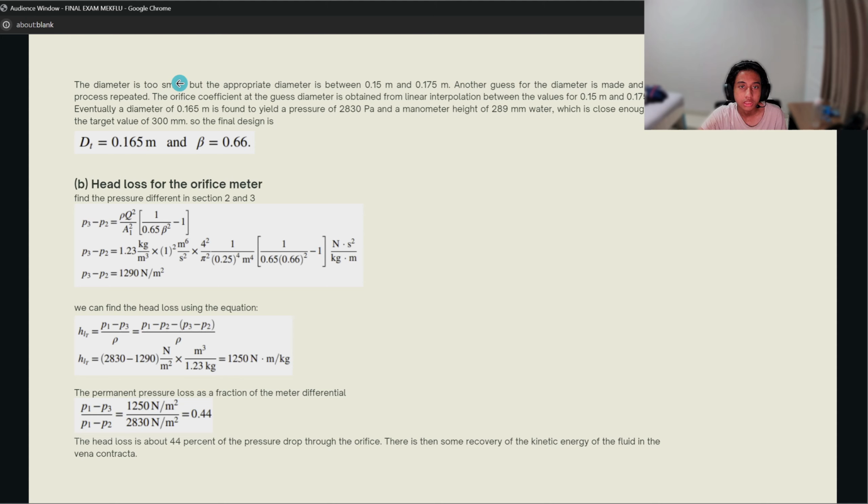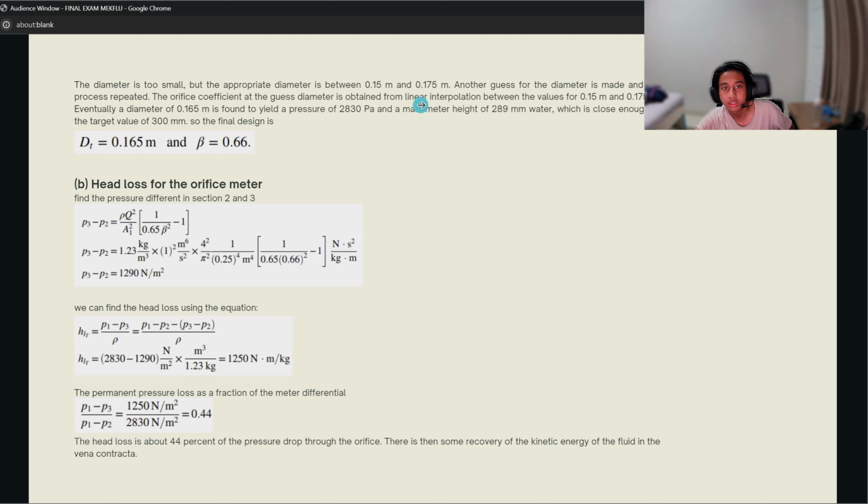But because the diameter is too small, the appropriate diameter is the one that is not too big or too small, between 0.15 and 0.175. Another guess of the diameter is made, and the process repeated for the orifice coefficient. The guess diameter is obtained from linear interpolation between the values of 0.15 and 0.175.